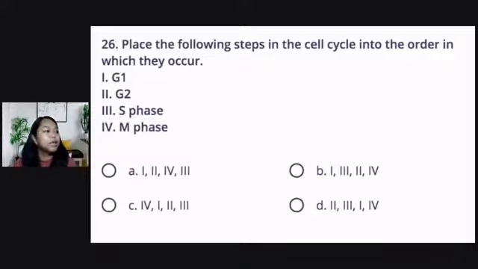Okay, si Ma'am Jonaline, sabi letter B. B. Okay, B. Karamihang sagot nyo ay letter B. Some more answers?